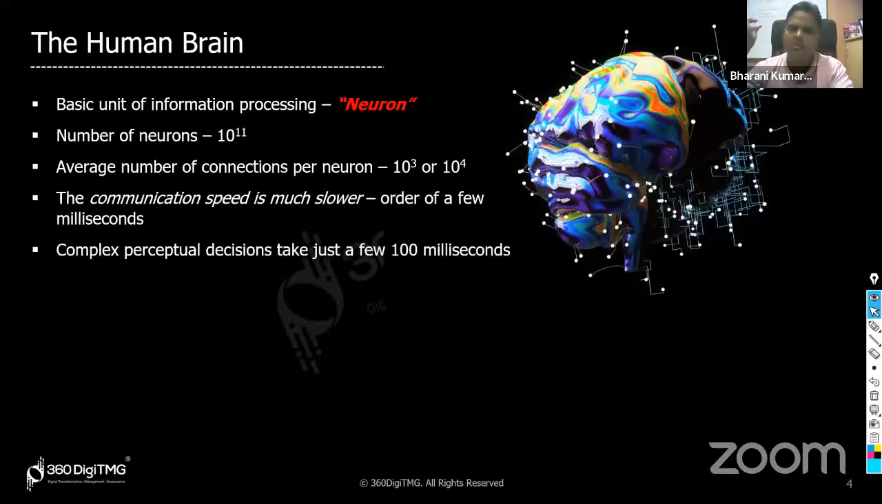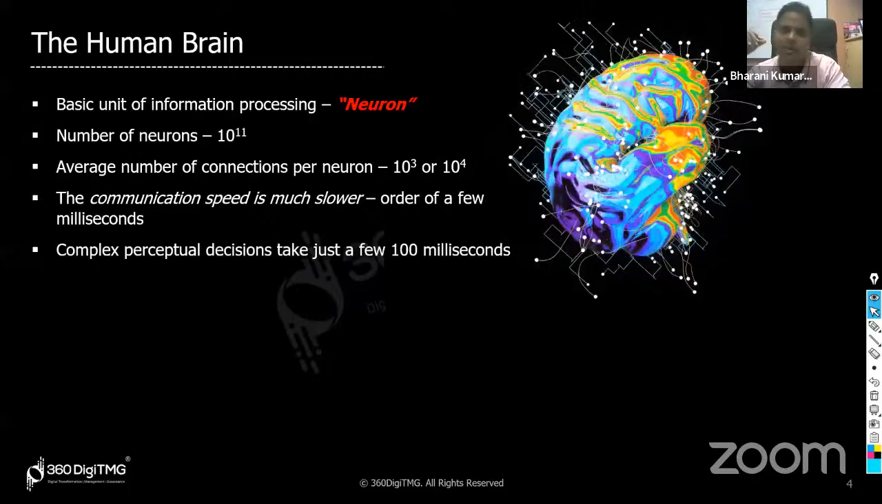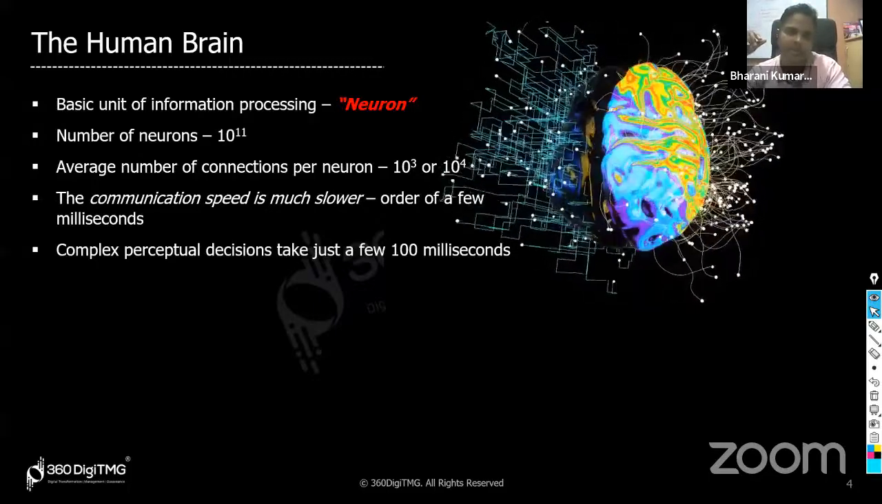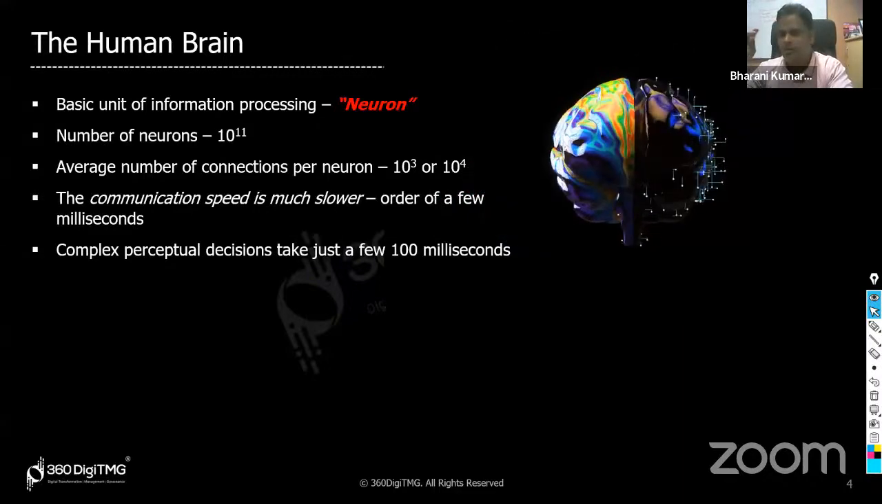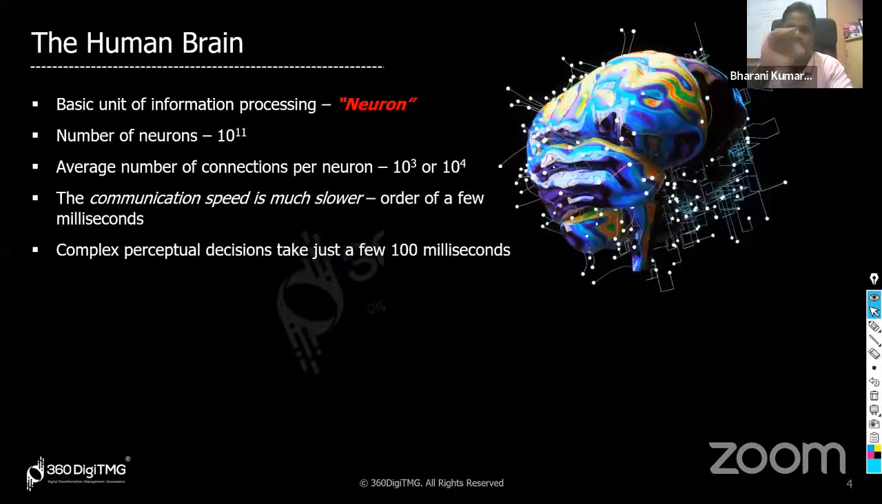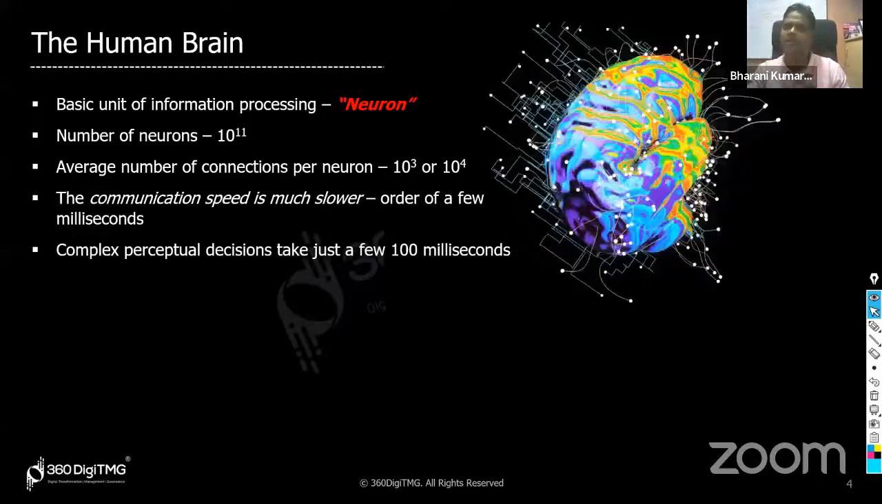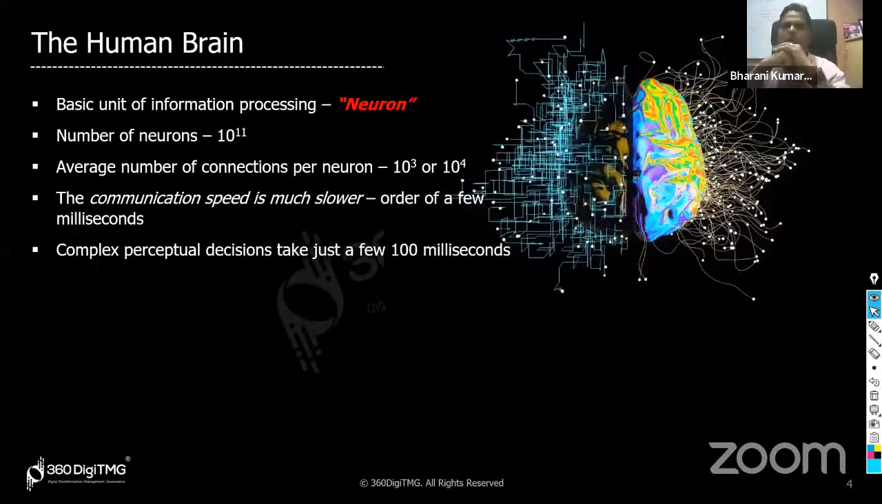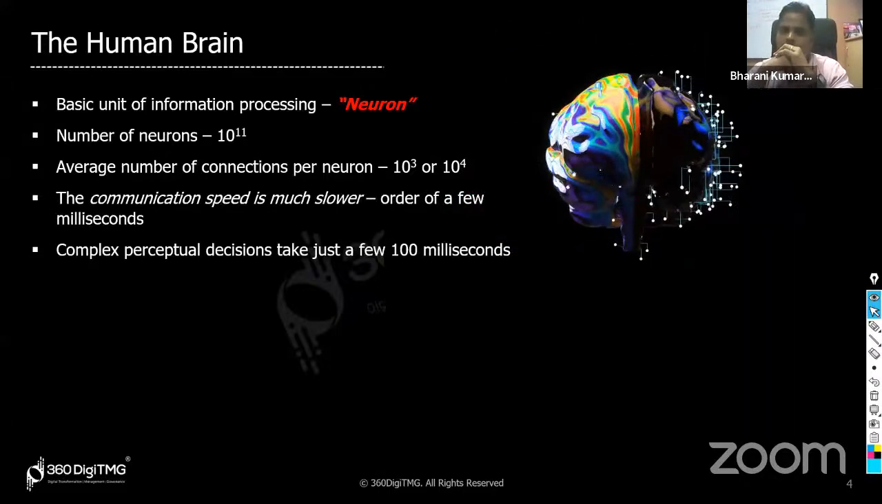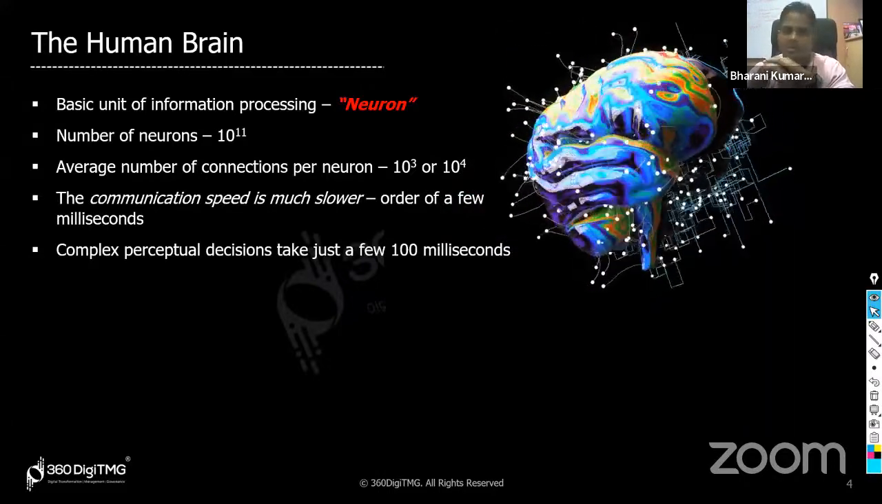And within a few milliseconds, the communication will complete. For example, if you touch a hot substance, within seconds you'll feel the heat and immediately, instantly, within a millisecond or a microsecond, you remove your hand. So the communication speed is much slower.